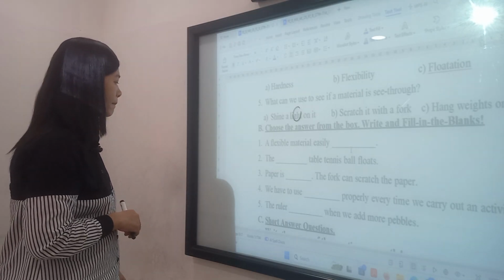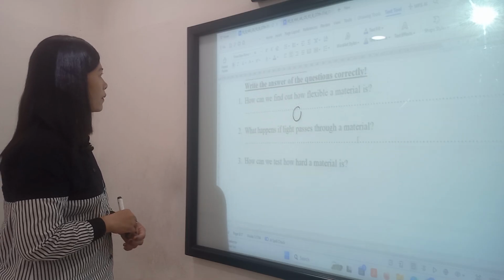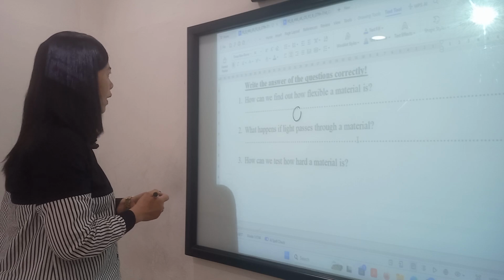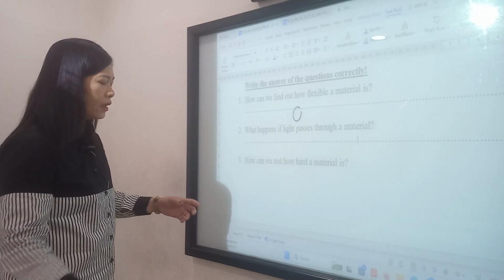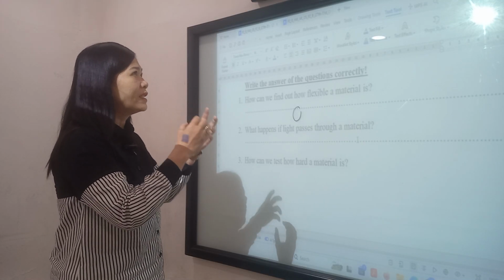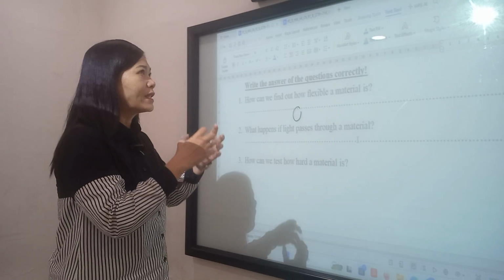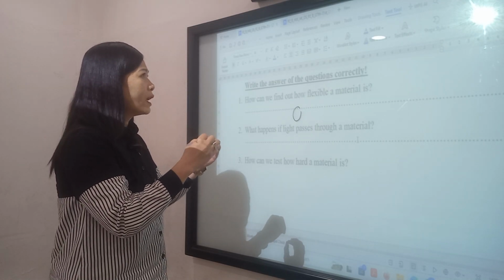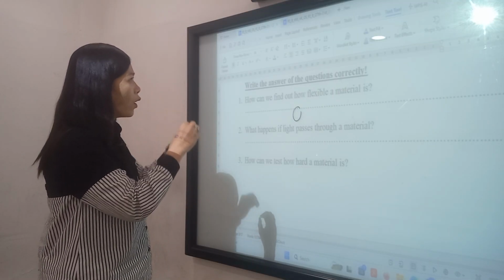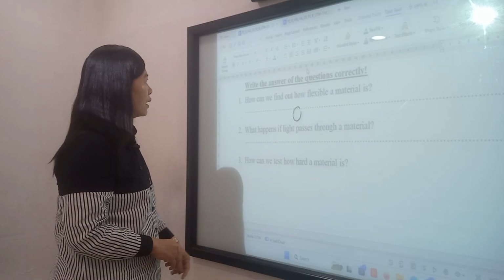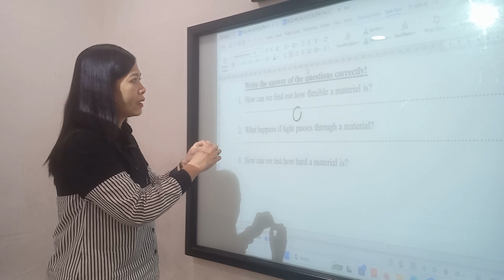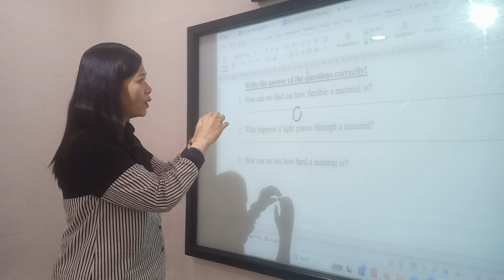Okay. Next, we move to short answer questions. This one: how can we find out how flexible a material is? You just put weight on the material. If the material is bent, we can see how hard the material is. Question number 1: how can we find out how flexible a material is? You put weight on the material, and if it is not hard, it will be bent.